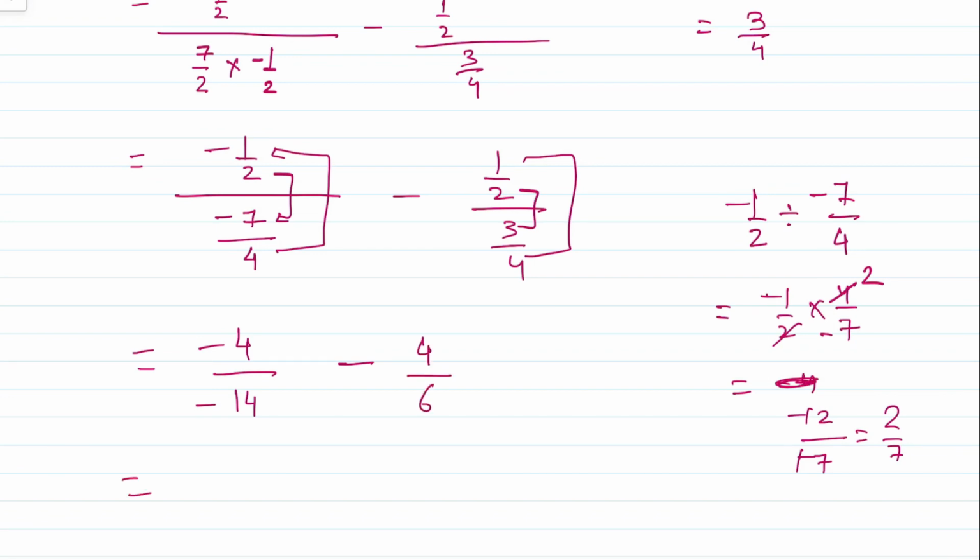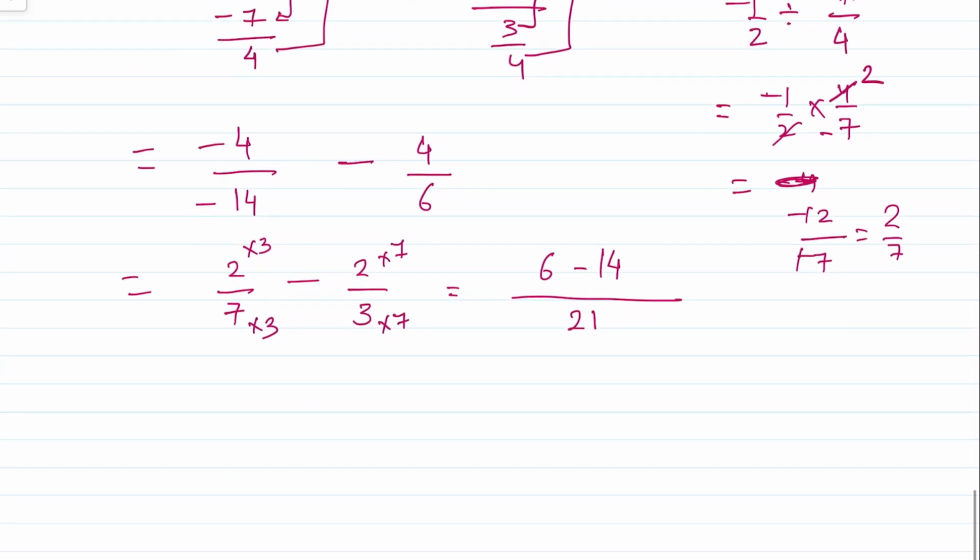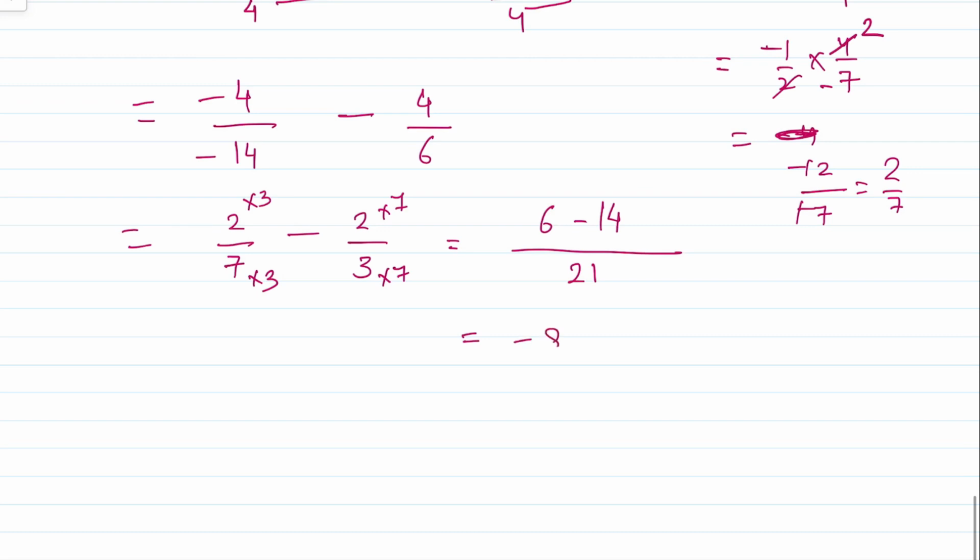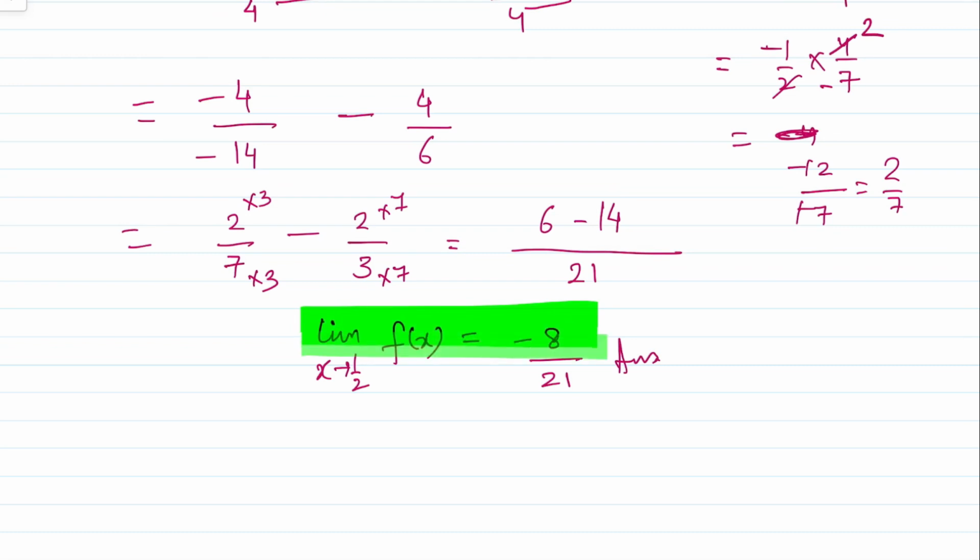Now let's simplify. The first one is 2 over 7 minus 2 over 3. You can simplify that further by multiplying this by 3 and this by 7, which will give you 6 minus 14 over 21. When you solve this, that will give us minus 8 over 21. And that is the answer. So the limit as x tends to half of f(x) is equal to minus 8 over 21. Great. Have a good day.